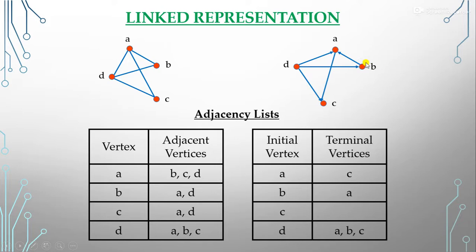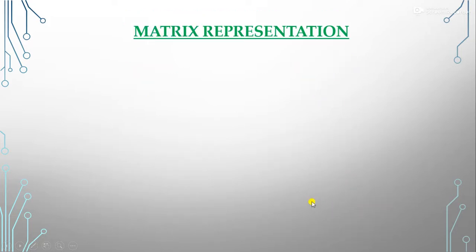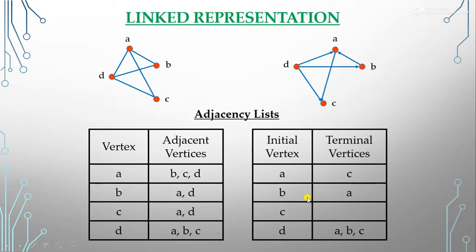Now, if we talk about the vertex B, from vertex B an edge is going towards the vertex A. It means that the terminal vertex of this is A. So B, and this is your A vertex. Now if we talk about the vertex C, we can see here that from C no edge is going to any vertex. It means that there is no terminal vertex which has the initial vertex C.